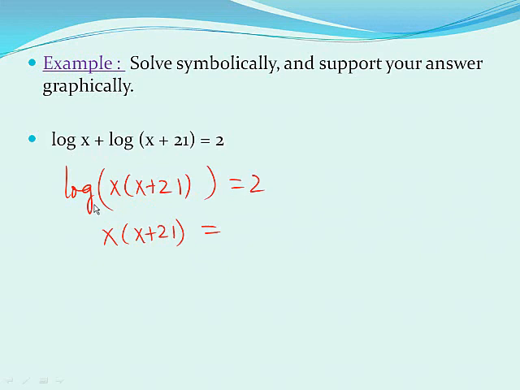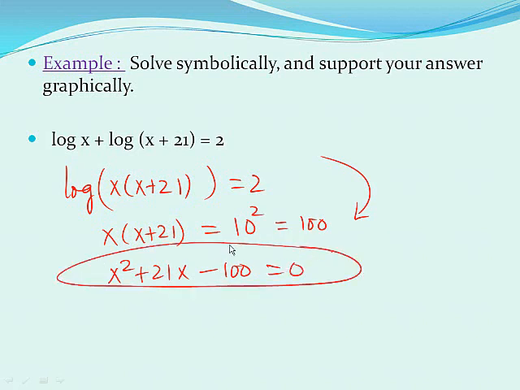Here the base is 10, so I can write the power notation 10 to the power 2. That will be equal to 100. So this is converting the logarithmic equation into an exponential equation. When I multiply this, I will get x squared plus 21x, and if I move the 100 over here, that will be minus 100 equal to 0. So I need to solve this equation.